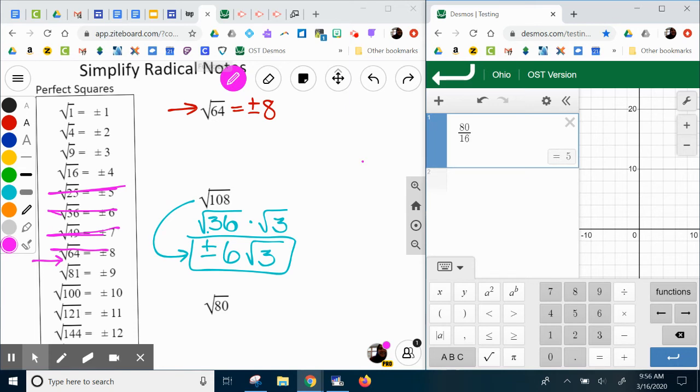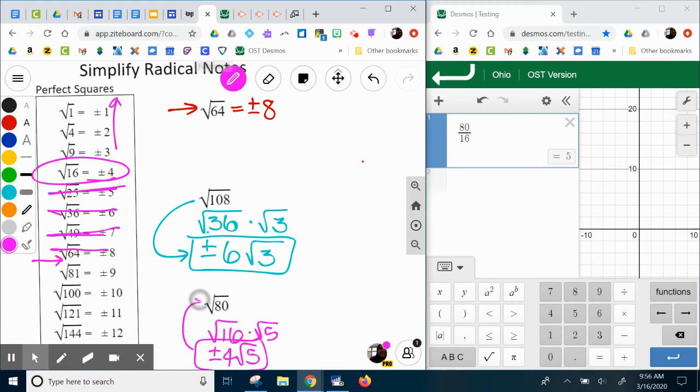Oh, whole number. So we've got the square root of 16 times the square root of 5. And I know the square root of 16 is plus or minus 4. And the square root of 5 is not on my list at all, so I'm just going to leave it as square root of 5. So I know the square root of 80 is the same as plus or minus 4 square root of 5.